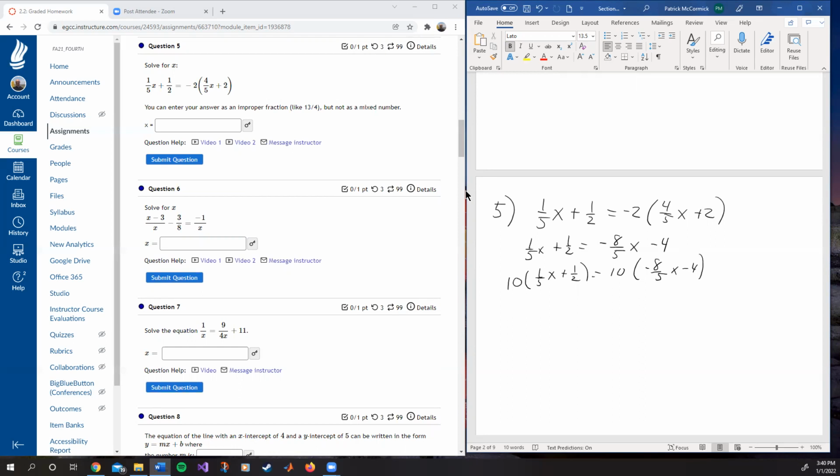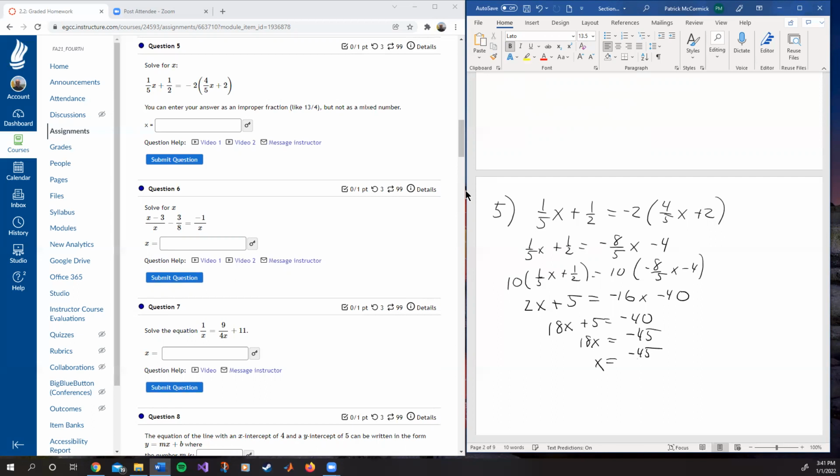Okay, now distribute the 10. So 10 times 1/5 is 2x. 10 times 1/2 is 5. 10 times minus 8/5. So the 10 and the 5, 2. So what's that? -16x minus 40. Again, use your calculator, right? 10 times -8/5. All right. So now I'm going to bring this 16x over. So I'm going to add 16x to both sides. So it gives me 18x plus 5 equals -40. Subtract the 5. So it gives me -45 divided by the 18.